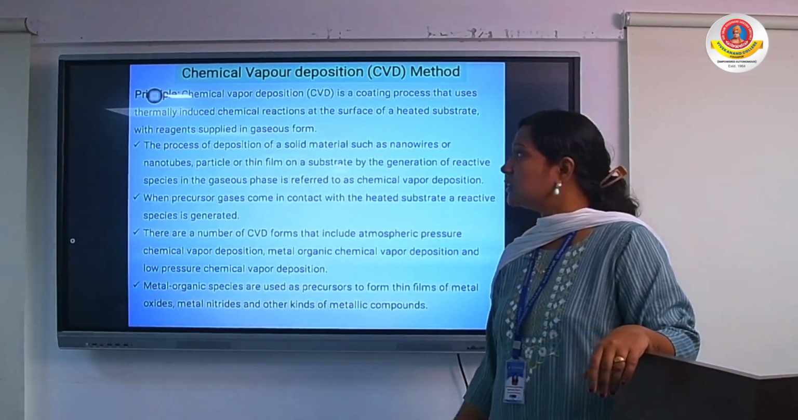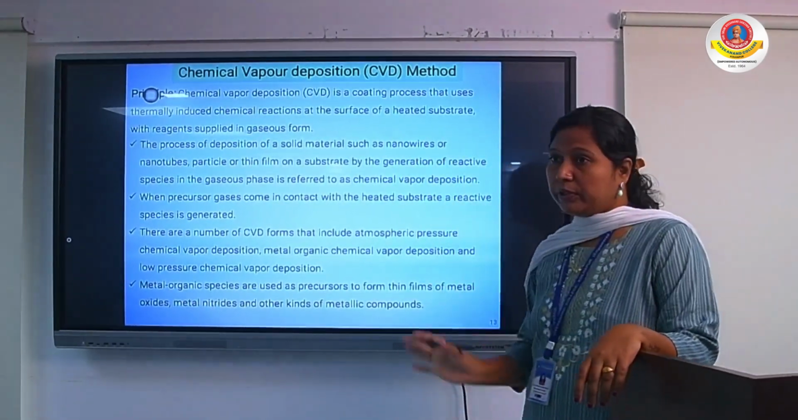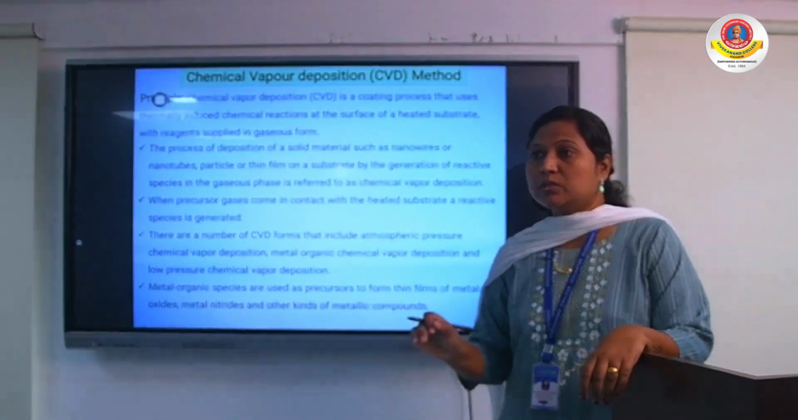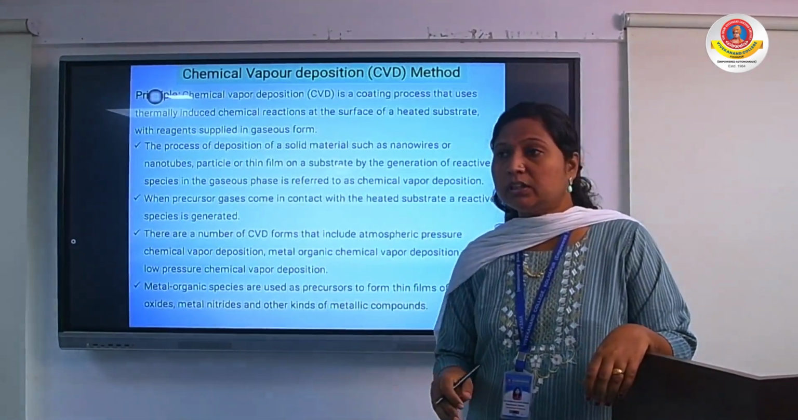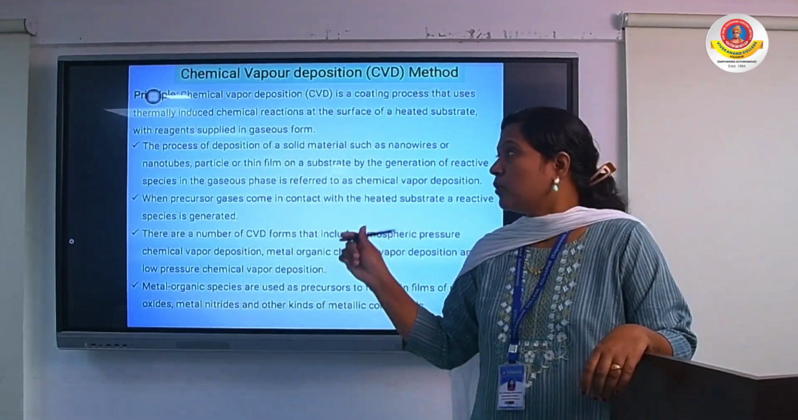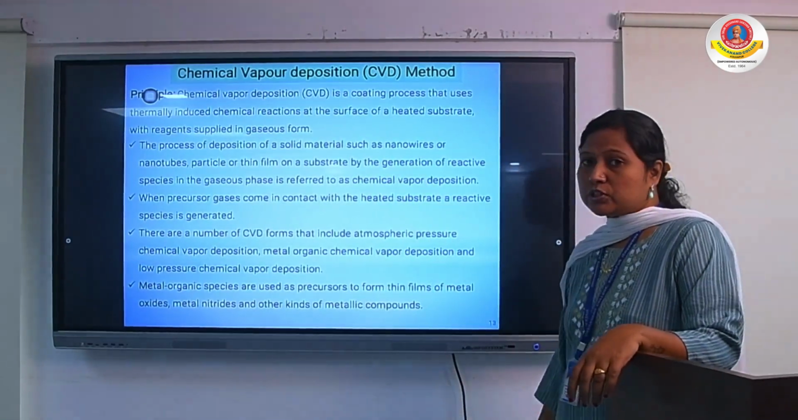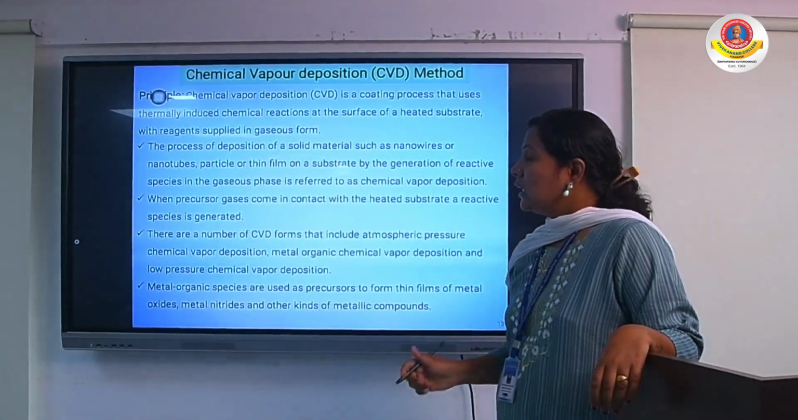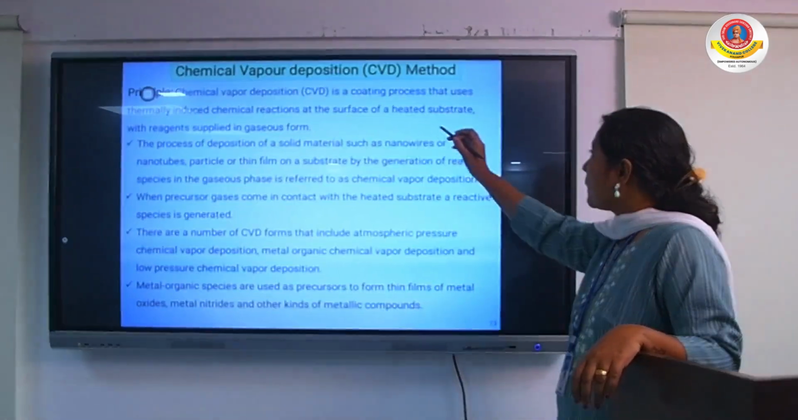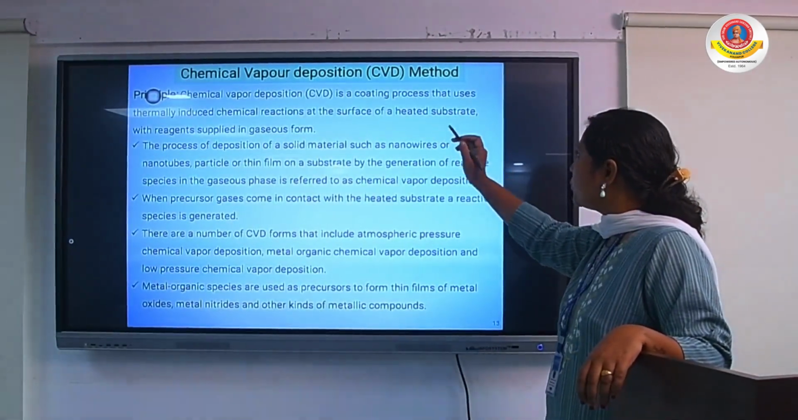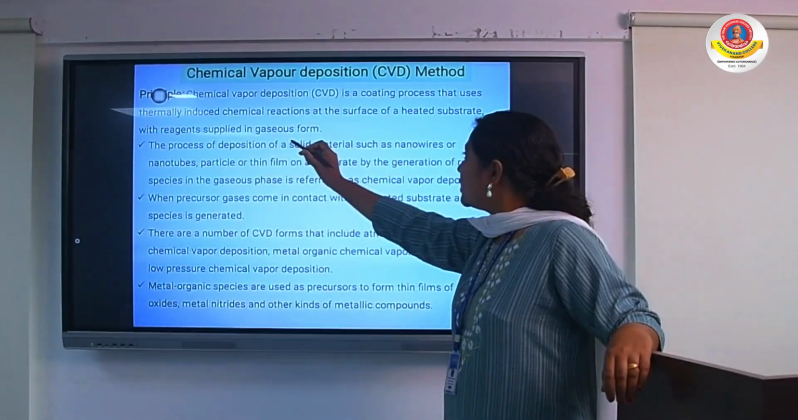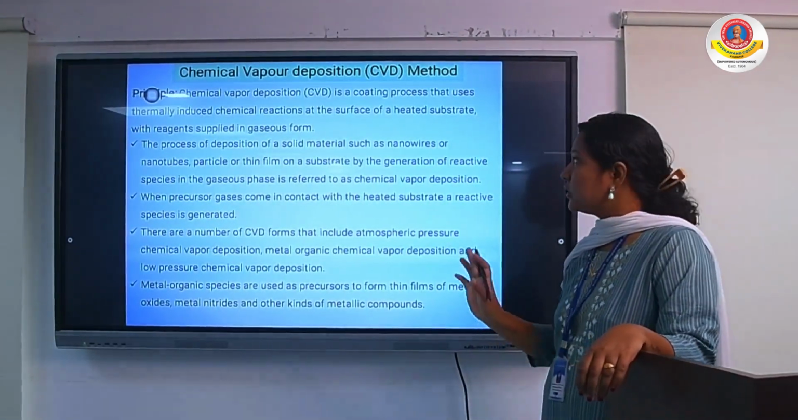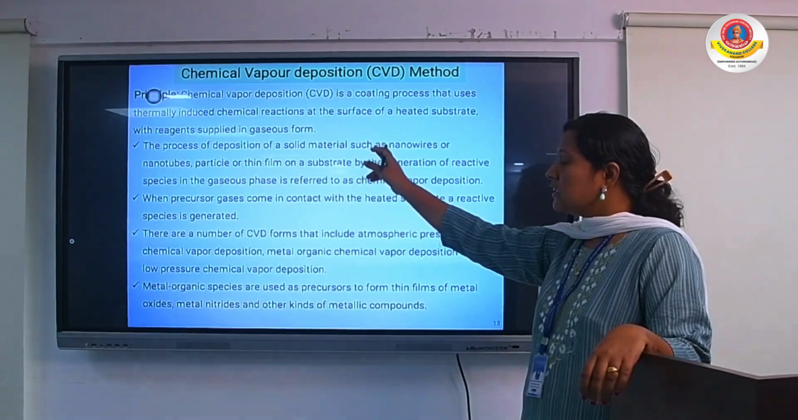Another chemical method is the chemical vapor deposition method. This is a chemical method but in the gas phase, whereas spray pyrolysis is also a chemical method but in the liquid phase. So first of all, let us see the principle of the CVD method. The principle: chemical vapor deposition is a coating process that uses a thermally induced chemical reaction at the surface of the heated substrate, with the reagent supplied in gaseous form.